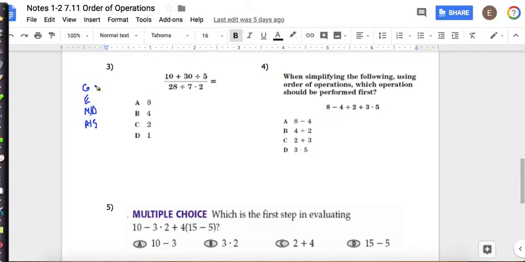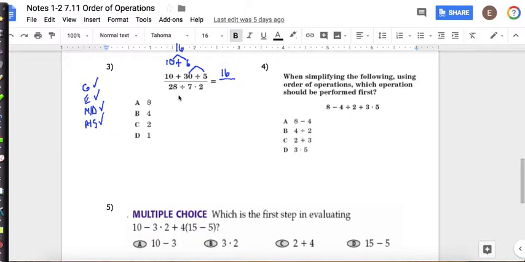So our grouping is that we're doing the top then the bottom. We don't have any exponents, so I notice multiplication or division right here. So we have 30 divided by 5. So bring down the 10, and 30 divided by 5 is 6. And 10 plus 6 is 16, so the top is 16. Okay, so we did our multiplication, and then we did our addition or subtraction.